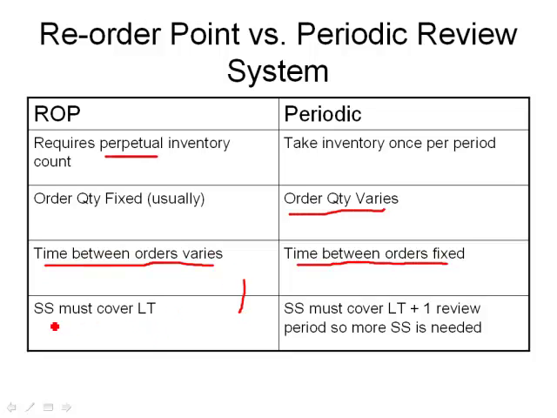If we think about safety stock, which one requires more safety stock? Well, in the reorder point system, the safety stock just has to cover the lead time. In the periodic review system, the safety stock has to cover the lead time plus the review period. So the periodic review system requires a little bit more safety stock. So my inventory levels are going to be a little bit higher in the periodic review system. My inventory turnover then is not going to be quite as good. My inventory carrying costs could be a little bit higher, and so on.